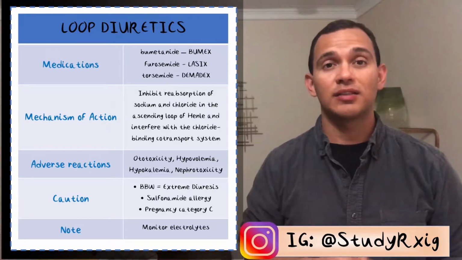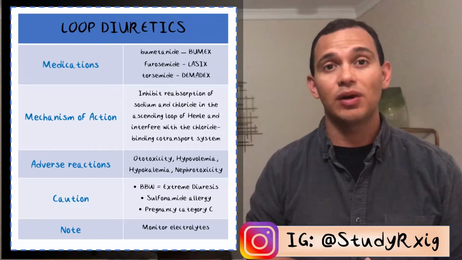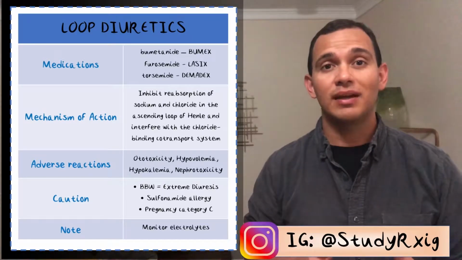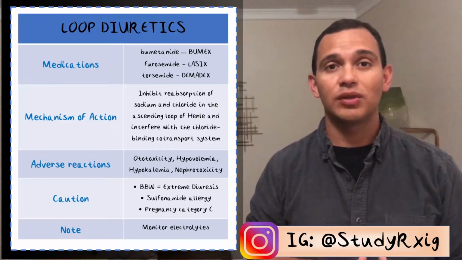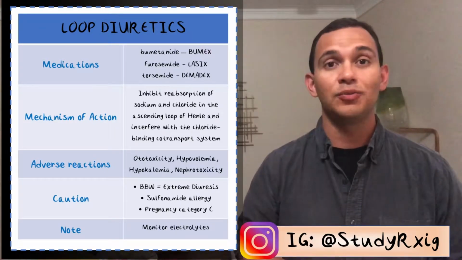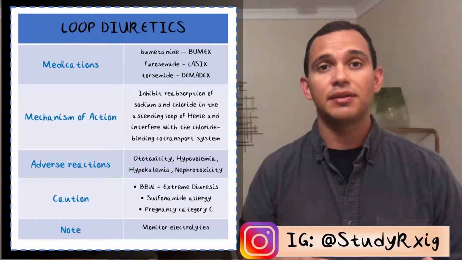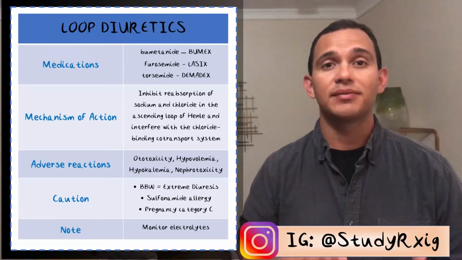First is a US boxed warning for extreme diuresis. It's important because the patient will begin to deplete water and electrolytes. Although torsemide isn't labeled with a US boxed warning, it's fair to associate this class with a black box warning for diuresis. Loop diuretics will also have a sulfonamide allergy, and hypersensitivity reactions to sulfonamide can be severe and life-threatening.